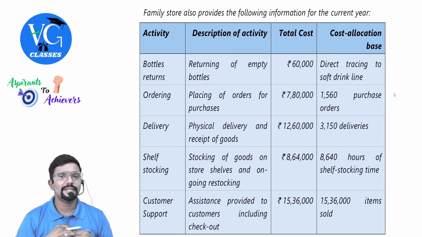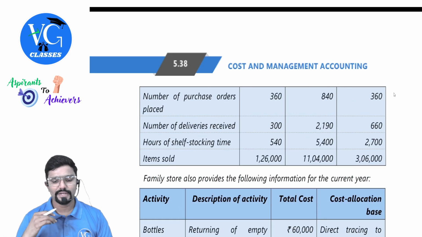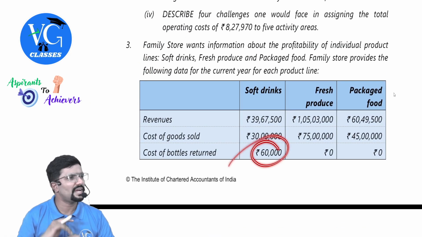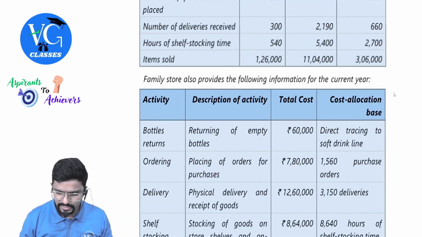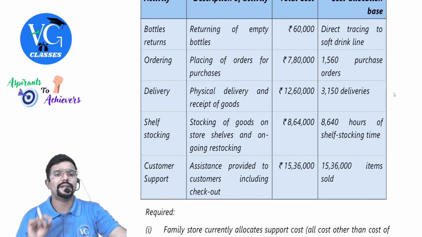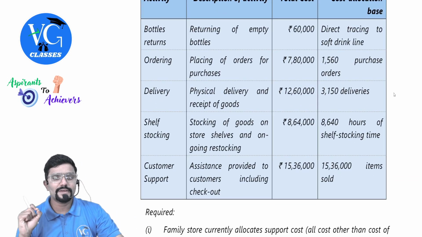Bottle returns, returning of empty bottles. What is the cost? 60,000. Cost allocation based on direct tracing to the soft drink line. So straight away it is only for one product allocation. No apportionment.